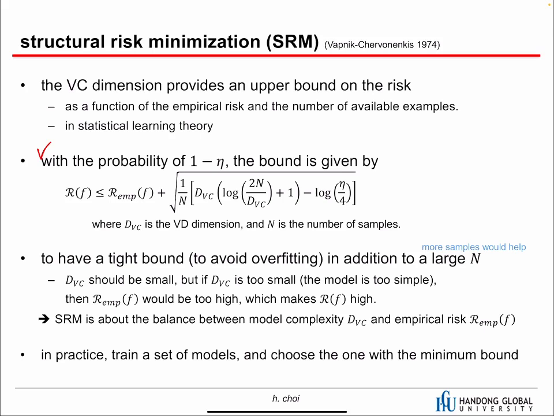With probability 1 minus eta, the bound is given by this one. This is the risk, this is the empirical risk, and there's another term here, where d_VC is the VC dimension and N is the number of samples. What we want is a tight bound, so when we minimize this one, we expect that this should be minimized too.